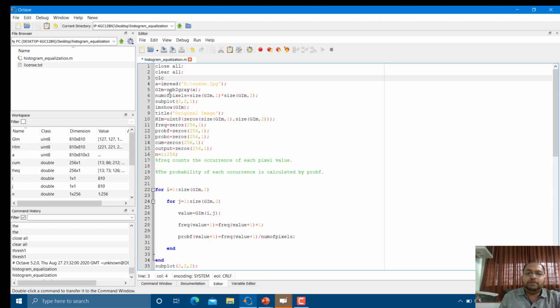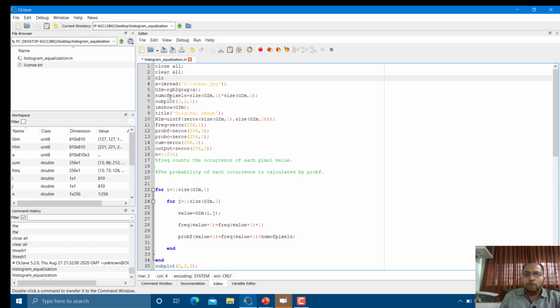Now let us convert this color image into the gray image, by means of a function that is nothing but rgb2gray. And a is a variable which holds your original color image. Once we perform the operation of converting that RGB image into gray, those values will be stored into the variable named GIM. So now GIM is the variable, and it is going to hold a gray image.